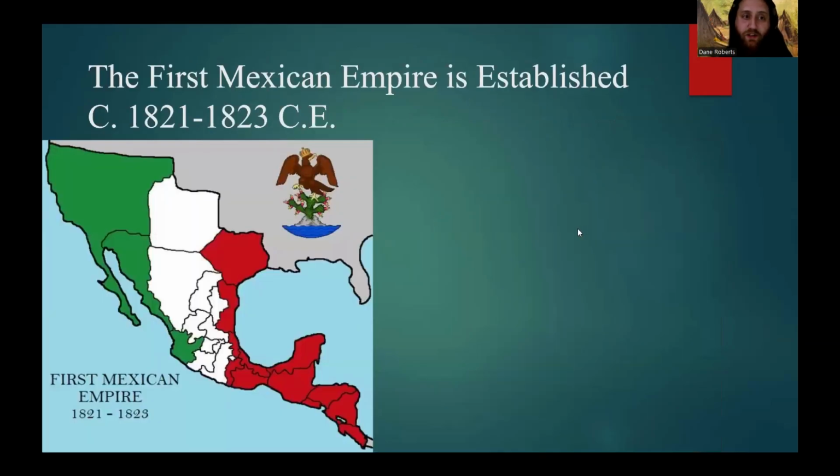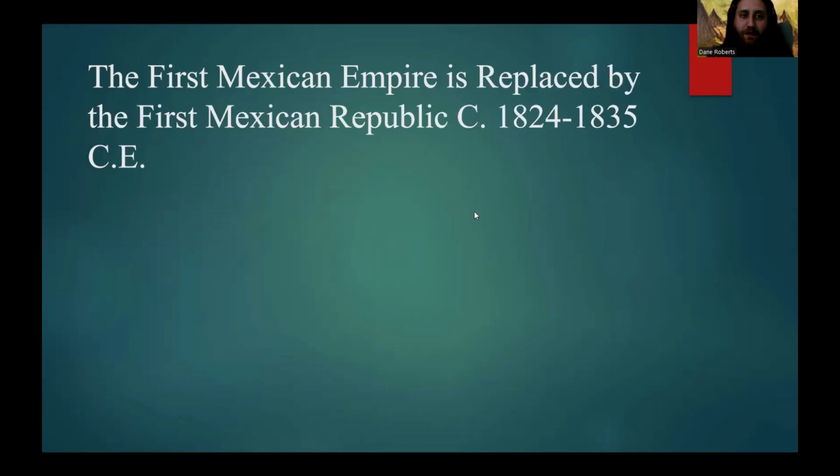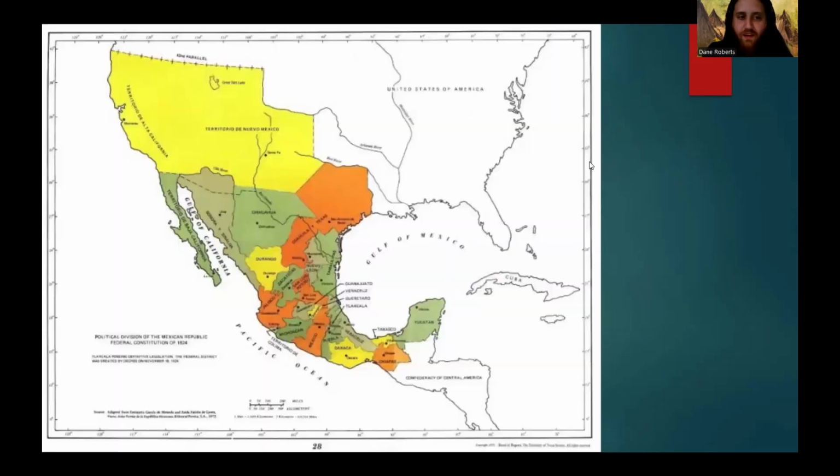And they would establish the first Mexican Empire in 1821 CE, but it would only last until 1823 CE, when it would be replaced by the first Mexican Republic, which would last between 1824 and 1835 CE. And here's the first Mexican Republic here. And of course, as you can see, California was most certainly part of the first Mexican Republic.